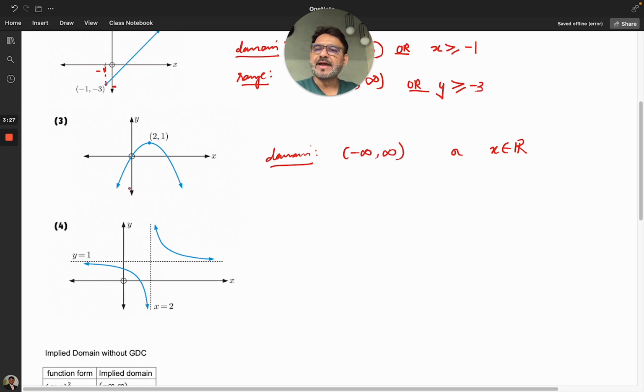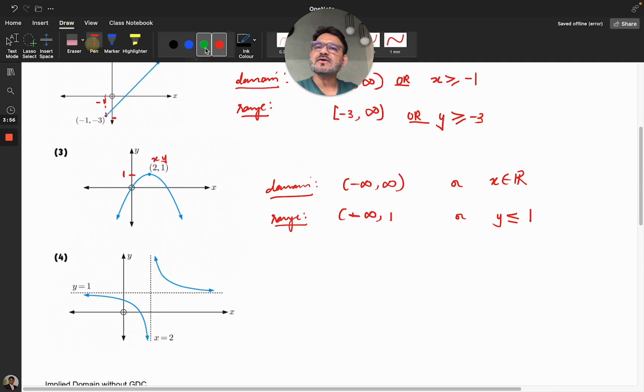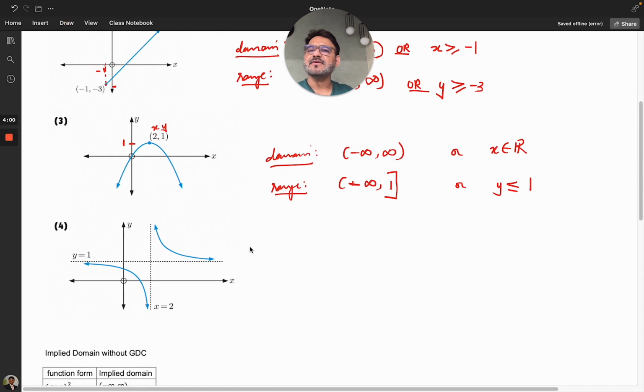Range is minimum y to maximum y. So the graph is not above this. So minimum is -infinity. Maximum value it takes is 1. Obviously this is x and y. There's an ordered pair, there's a y value. Or you can say that y is less than equal to 1. Sorry, this 1 is included. So if your 1 is included, I have to put a box bracket like this. Yeah, this means that 1 is included.